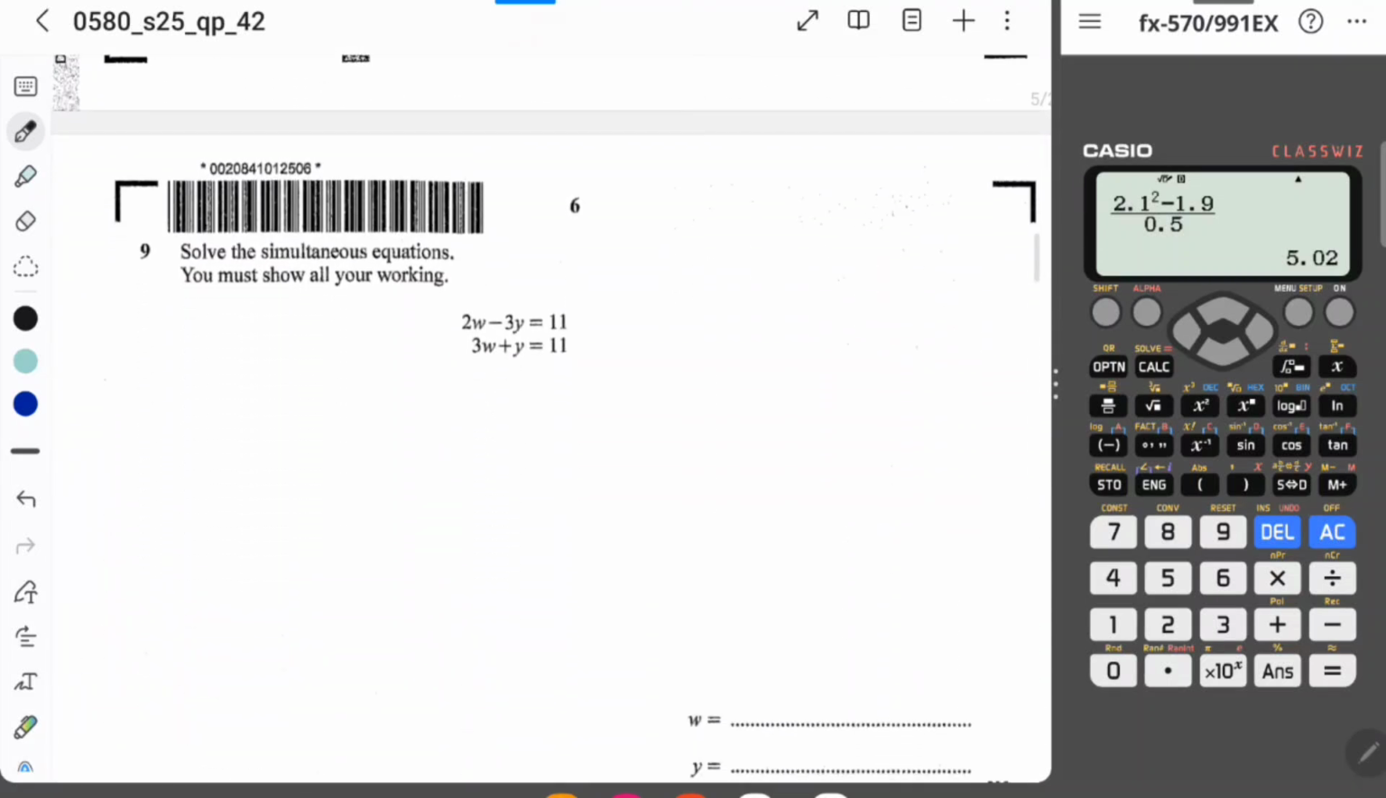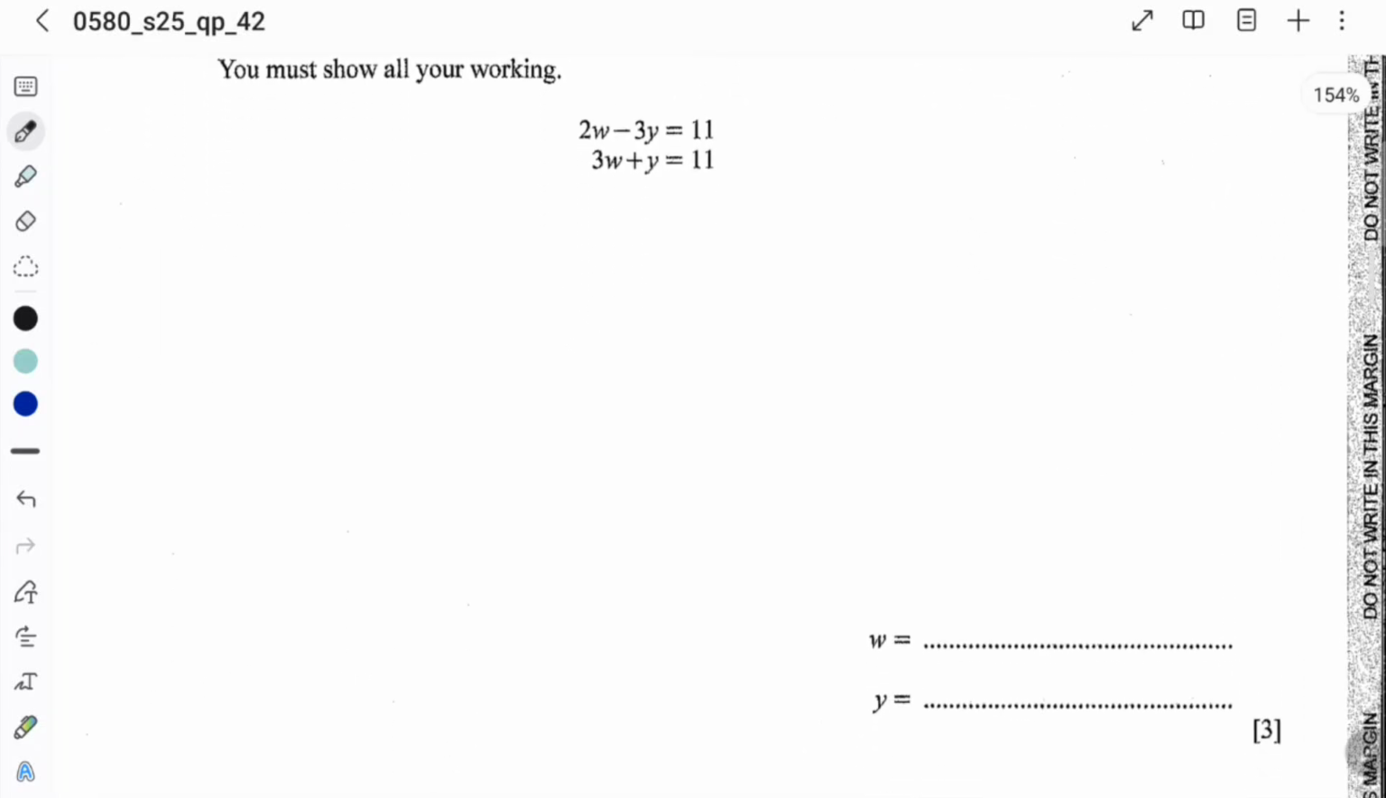Alright, the next question is we are going to find the answer for the simultaneous linear equations. Solve the simultaneous equations. You must show all your working. The question is 2w minus 3y equals 11 and 3w plus y equals also 11. So I'll be taking the elimination method, otherwise substitution will also work for this question, and it's easy.